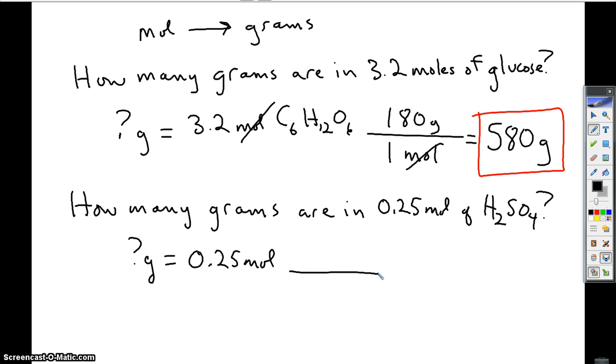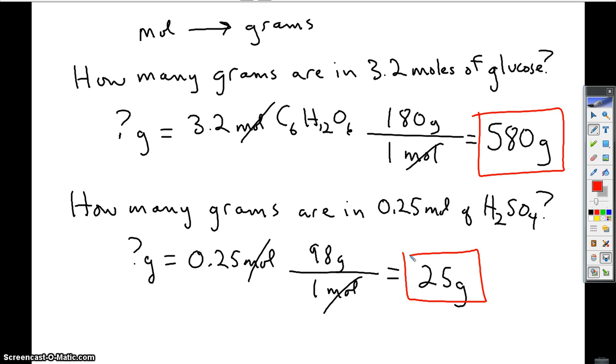Again, we're going to use a conversion factor. In this case, again, moles has to go on the denominator. And in the case of sulfuric acid, we know that 1 mole equals 98 grams. Moles will cancel out. 0.25 times 98. And we get an answer of, with 2 sig figs, 25 grams. So there we go. So there's real quickly how to do the dimensional analysis and how to use molar mass to allow us to convert between moles and grams or vice versa.